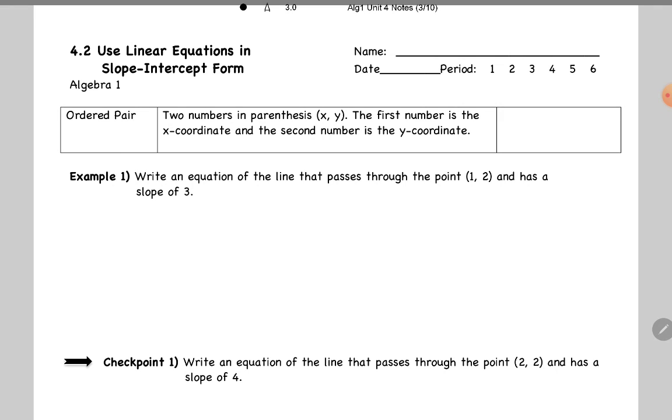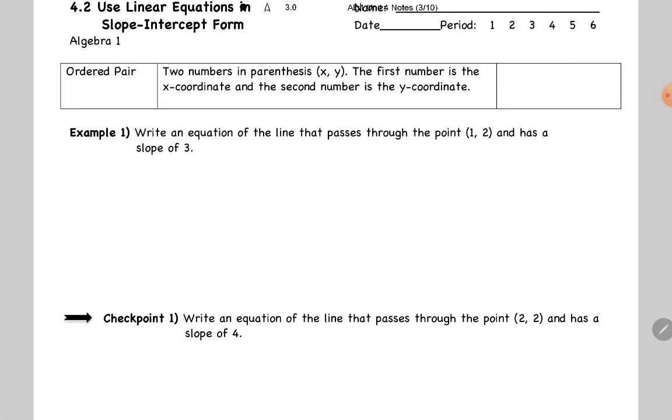I know the title says use linear equations, but we're going to write some more equations. So, let's get to it. So we already know the ordered pair. The ordered pair is the coordinate x comma y.